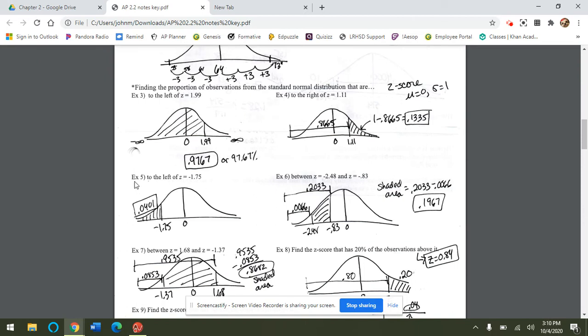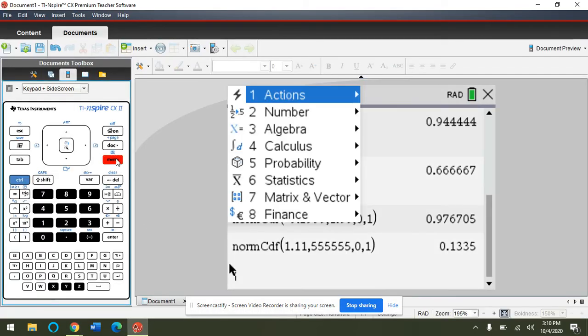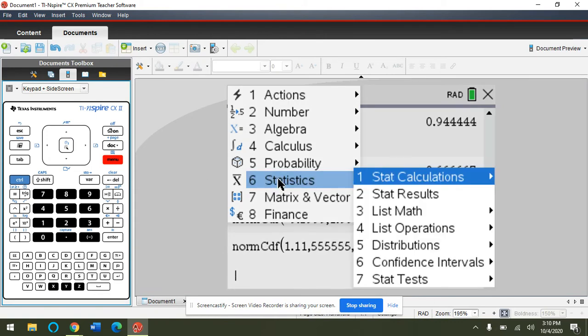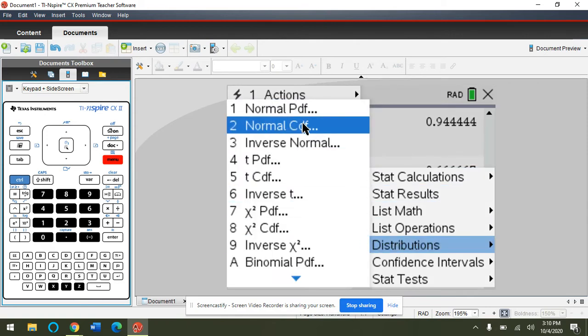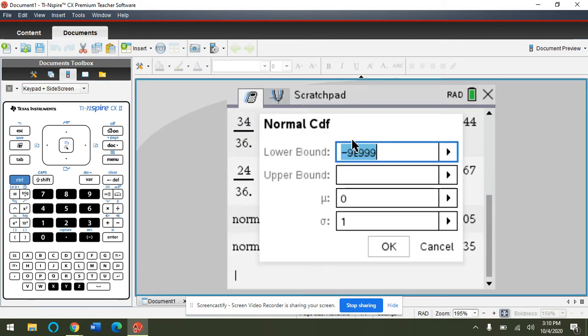So for example 5, you're going to do norm CDF. Our lower bound is negative infinity. Our upper bound is negative 1.75. So you go menu. Now, notice, guys, you can just hit the 6 button for stats. You can hit the 5 button for distributions, and you can hit the 2 button for norm CDF. You don't have to scroll through them. Okay, so you pick the 2, negative infinity. Where the shading stops is negative 1.75.